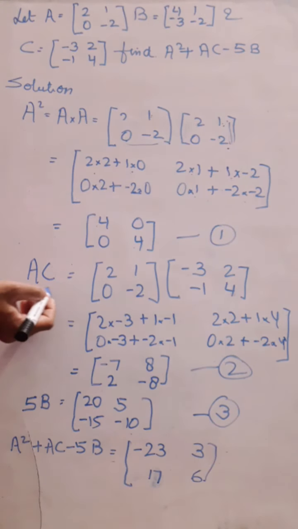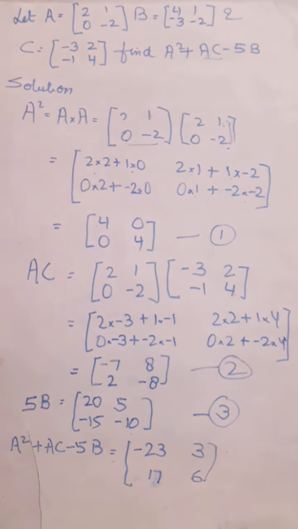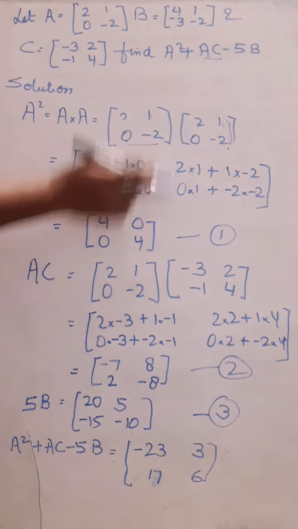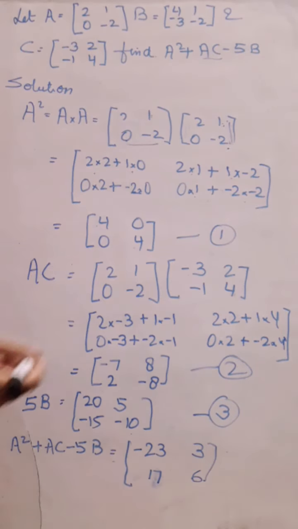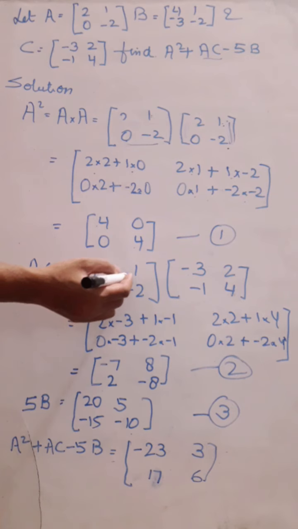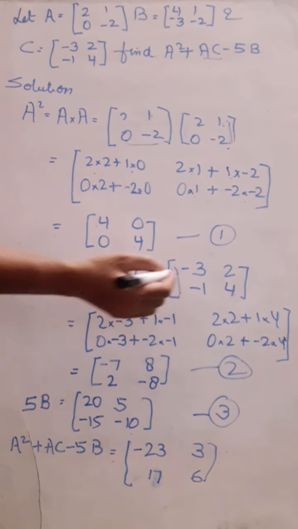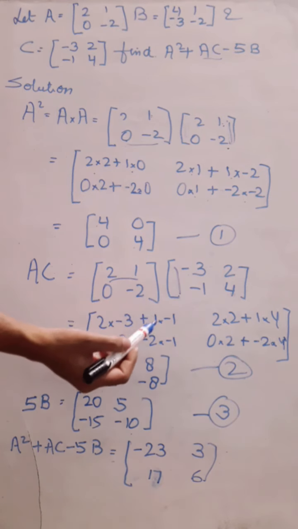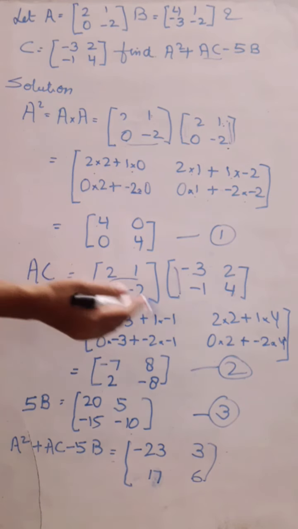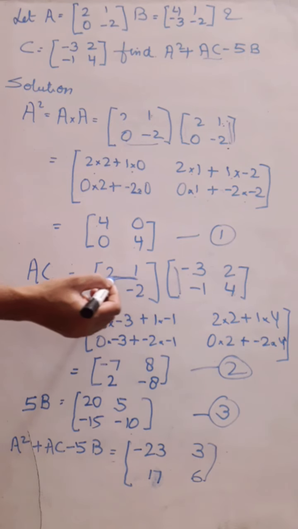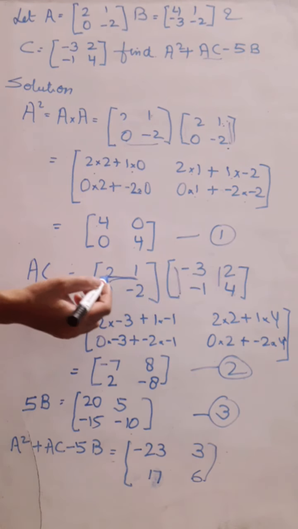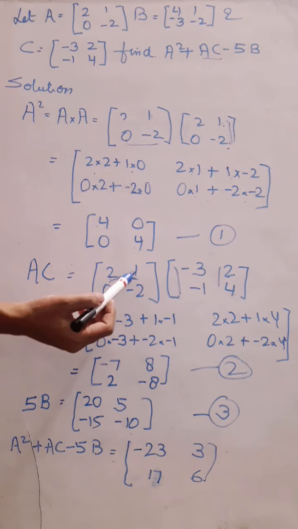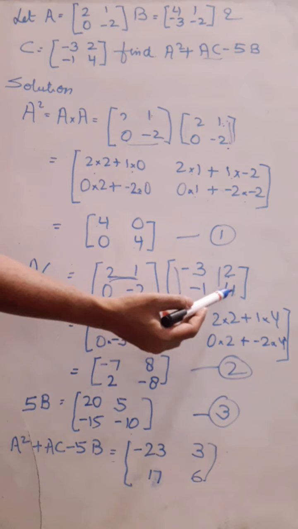Now we need to calculate AC because we have to calculate AC also. So AC, this is your A and I am multiplying with C. So again I need to multiply row with first column. So 2 is multiplied with minus 3 and 1 is multiplied with minus 1. Now for this element you need to multiply the first row with the second column. So 2 is multiplied with 2, plus 1 is multiplied with 4.